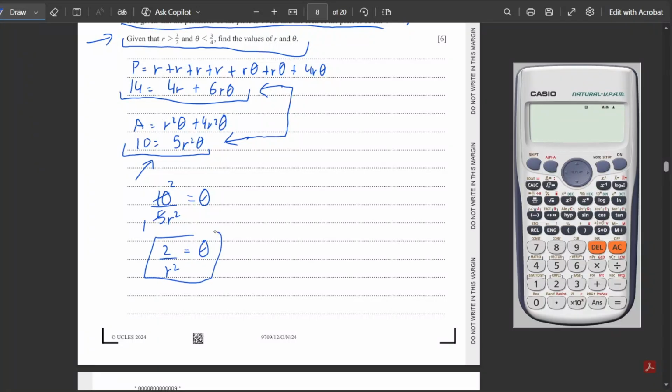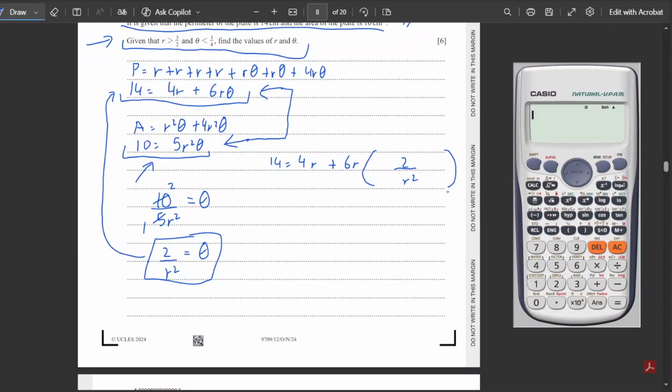Now, substituting this into that, I'm going to get 14 equals 4 times r plus 6r, and instead of theta, I'm going to have 2 over r squared. Now, this r is going to cancel out that squared, so I'm going to be left with 14 equals 4r plus, what's 6 times 2? 6 times 2 is 12 over r over here.